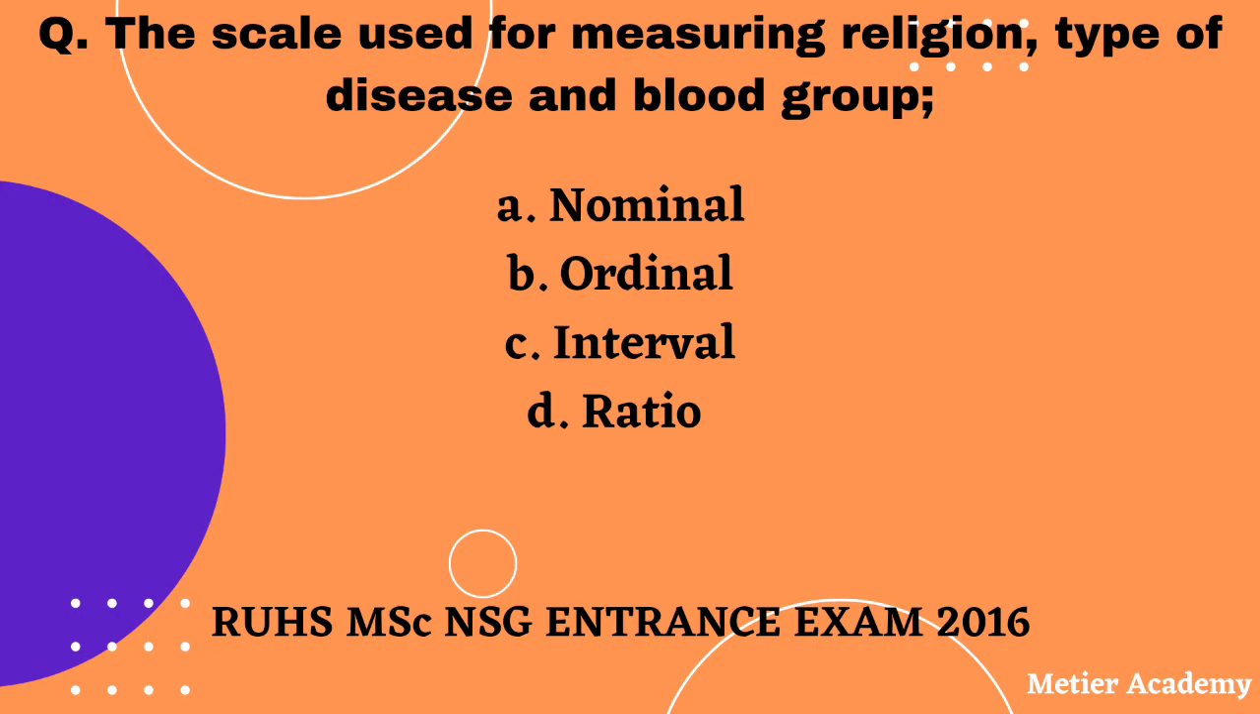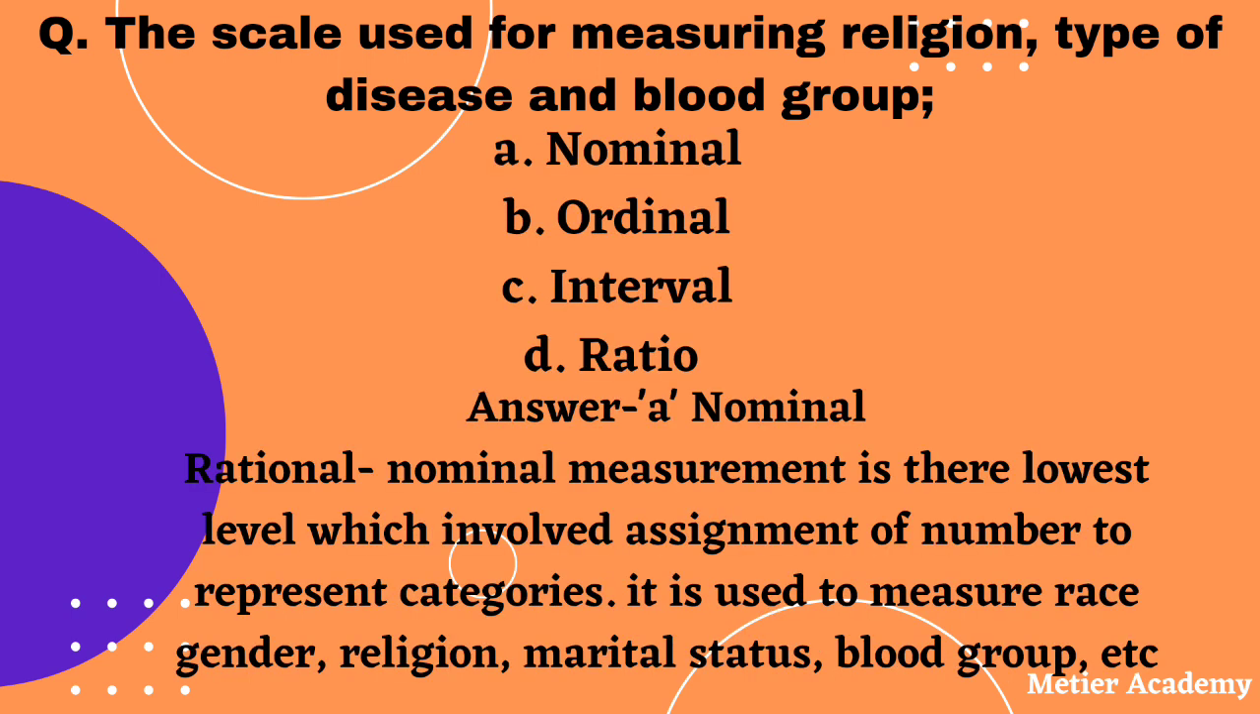The next one is, the scale used for measuring religion, type of disease and blood group is? Options are nominal, ordinal, interval and ratio. And here the correct answer is option A, nominal.